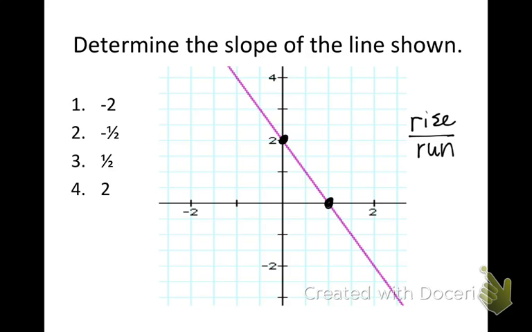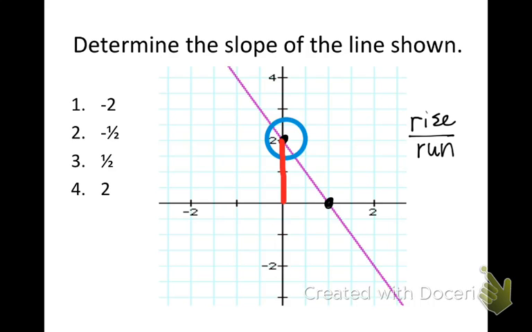I like to pick the point on the far left because we read lines from left to right. So I pick that point. Now I need to go, okay, am I going to go up or down? I need to go down. How many times do I need to go down? 1, 2. I went down 2.